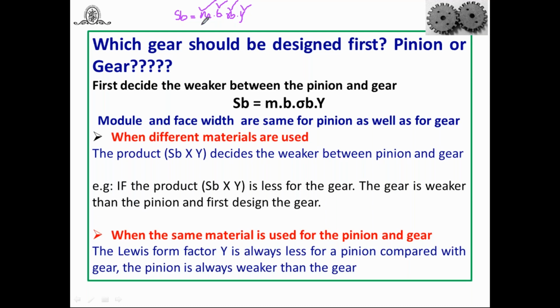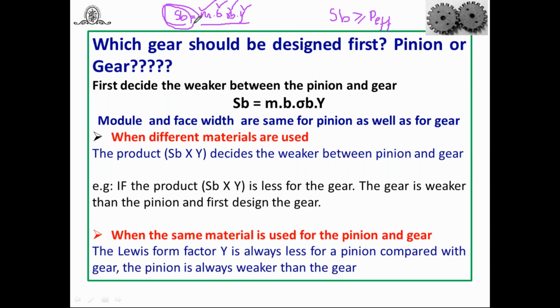Now you know very well all these things. m b into sigma_b, then you can easily find out the S_B. And I have told you S_B should be greater than P effective. In the next session I will explain what we mean by effective load on a gear tooth. But here, by using all these values, you will get S_B.